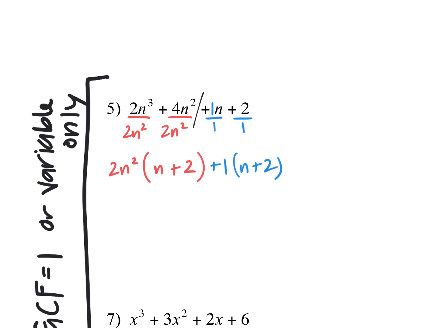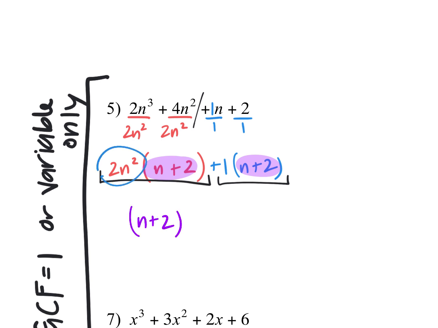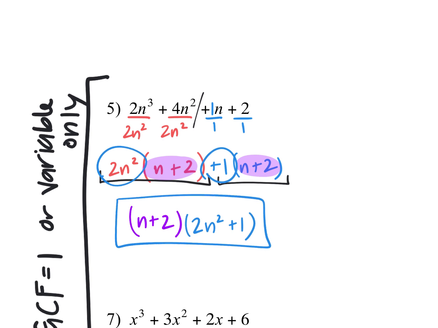Okay, then we're going to go ahead and take out my common factor. Remember, I have 2 terms. And in those 2 terms, I have a common factor. And my common factor is this n plus 2. So I'm going to take out this n plus 2. That is my common factor. And then I've got my leftovers on the outside. So this 2n squared plus 1 would go second. And that would be your final answer. Okay.